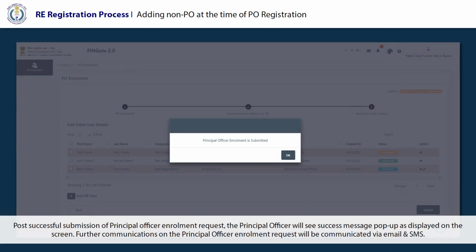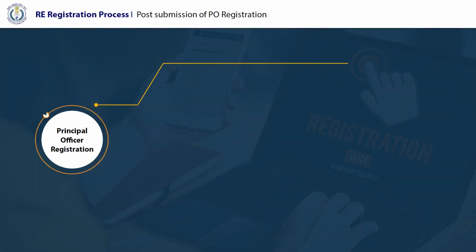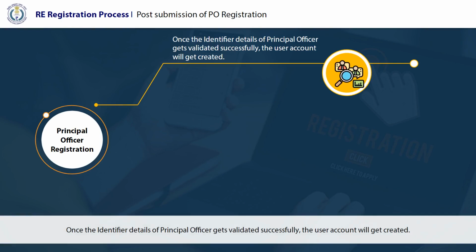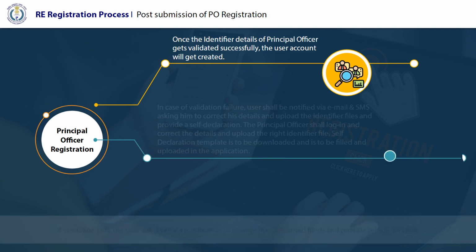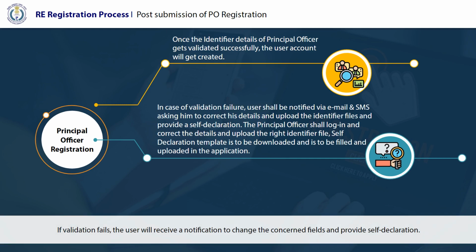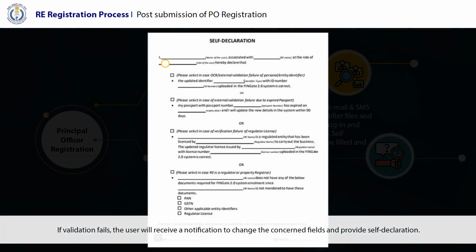Post-successful submission of principal officer enrollment request, the principal officer will see a success message pop up as displayed on the screen. Further communications on the principal officer enrollment request will be communicated via email and SMS. Once the identifier details of principal officer get validated successfully, the user account will get created. If validation fails, the user will receive a notification to change the concerned fields and provide self-declaration.